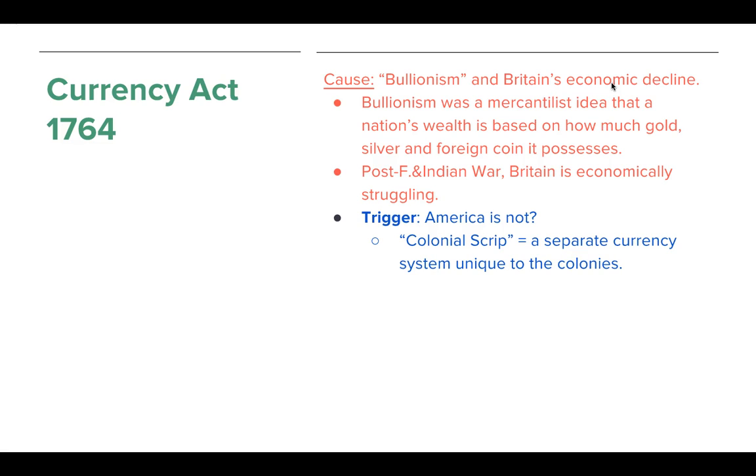Then there was the Currency Act that got passed shortly after the Sugar Act. And the Currency Act is interesting because it's actually a product of this key concept called bullionism: this idea that the wealth of a nation or an empire can be based off how much gold, silver, and foreign coin it possesses in its bank. And so the British Empire kind of justified its power within the global empire based off how much gold, silver, and foreign coin it possesses.